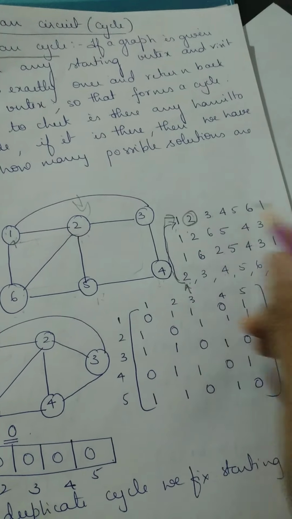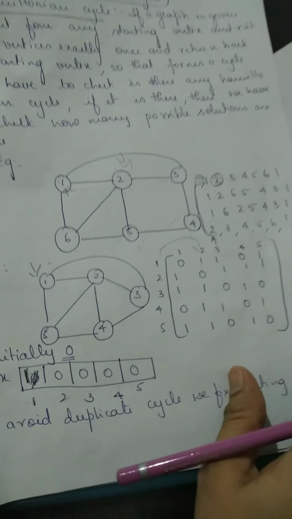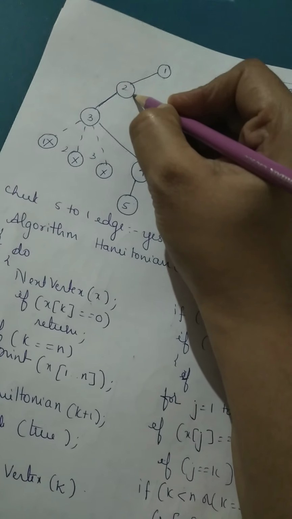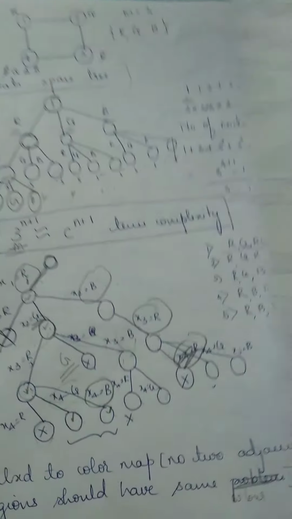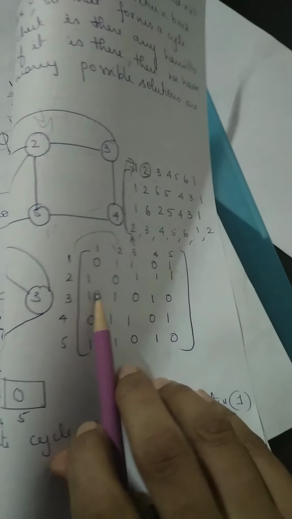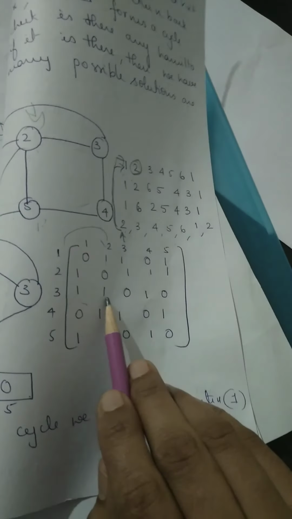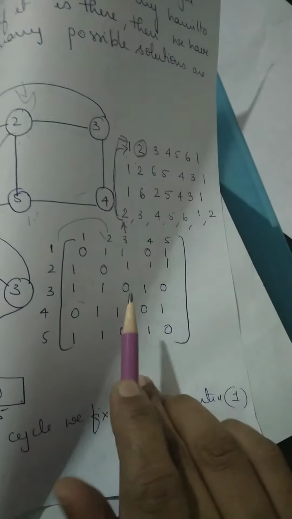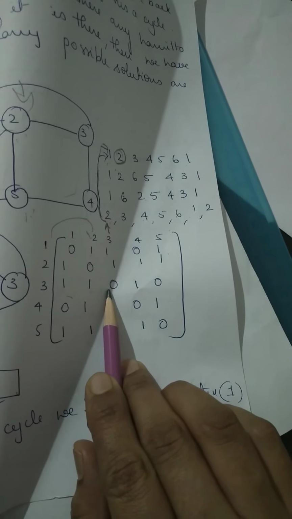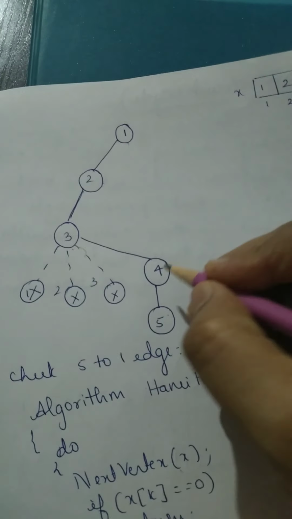Now I need to check: 1 is connected to 2, 3, 5. Either I can take 2, 3 or 5. I'll go with 2. So if I go to 2, see, 1 to 2, right? And from 2 I'll go to 3. And from 3, it is connected to 1, which is already visited, connected to 2, already visited, and there's no connection between 3 to 3, there's no cycle. 3 to 4 is possible. So from 3 I can go to 4.